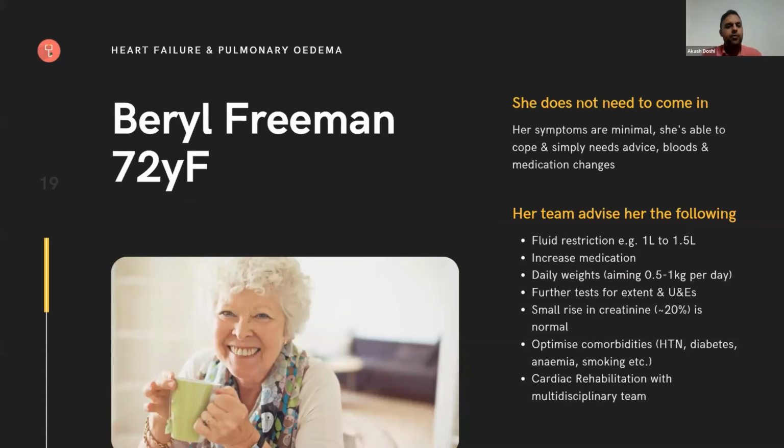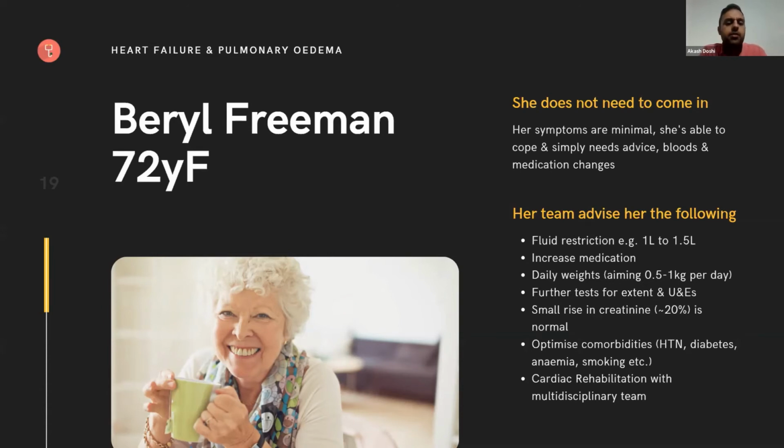And so back to Beryl Freeman. Beryl, fortunately, in this situation, she does not need to come in. Her symptoms are mild. She's able to cope. She simply needs some advice, some bloods, and some medication changes. And so that can be managed in the primary care setting, or occasionally in secondary care via ambulatory care. And so her team will advise the following.